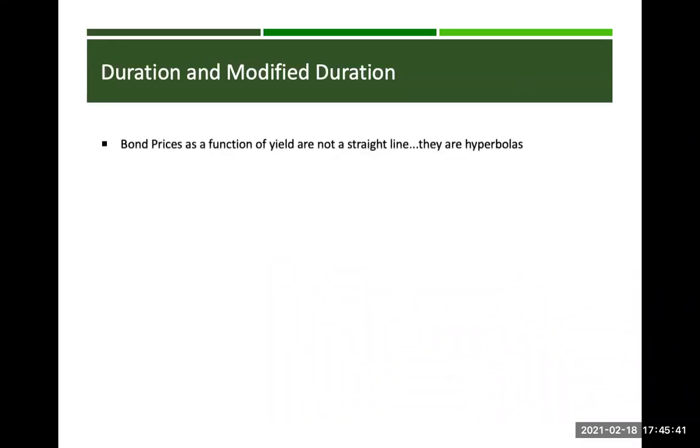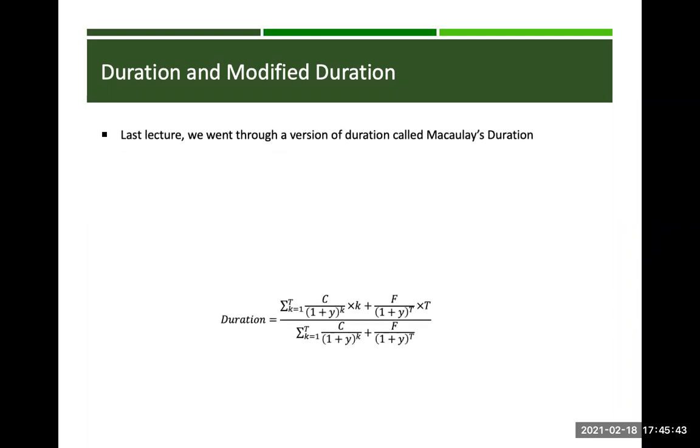Now that's important because the steeper the slope, the more price sensitive on a percent basis the bond is to changes in yield. Now the formula for the classic measure of duration, which is Macaulay's duration, that's usually, if someone says duration, assume that they mean Macaulay's duration. The classic measure is this formula.